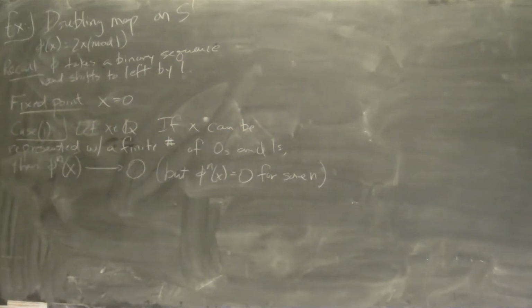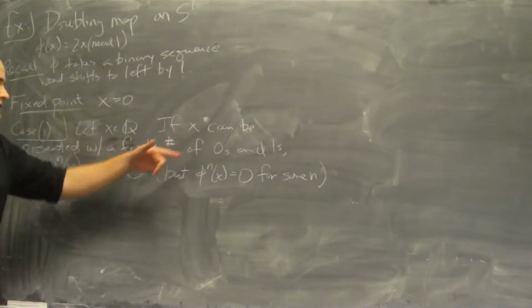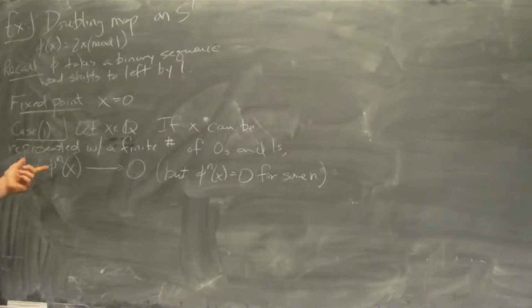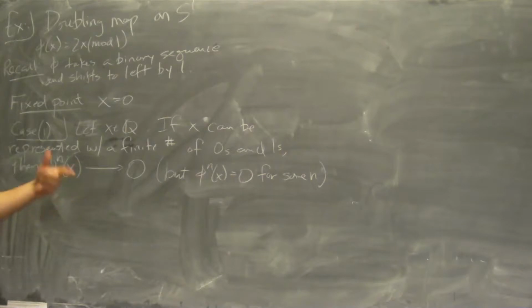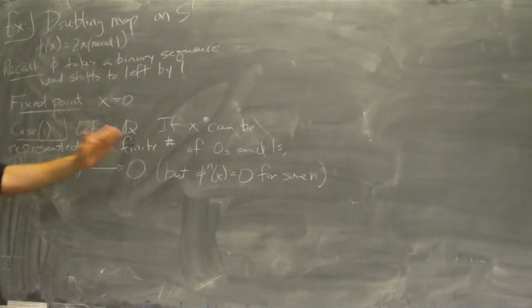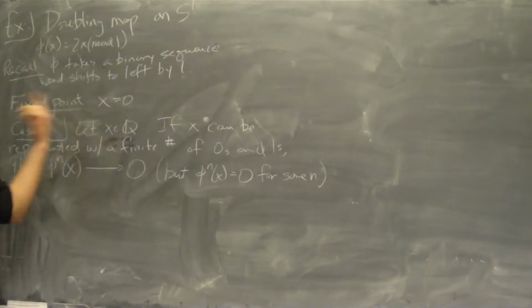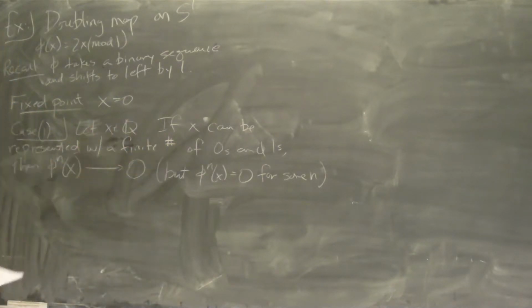The reason for that just depends on how many zeros and ones you need. If x is represented by a string of zeros and ones that has length maybe 10, then after you apply the map 10 times, all those digits are going to eventually get killed off. And then you'll get nothing but zeros after, so it'll just stay at the fixed point 0. So if you can do it with a finite amount of zeros and ones, then everything's going to go to 0.